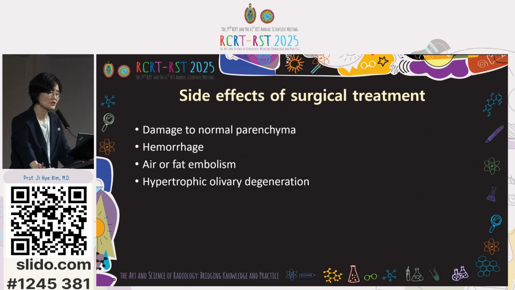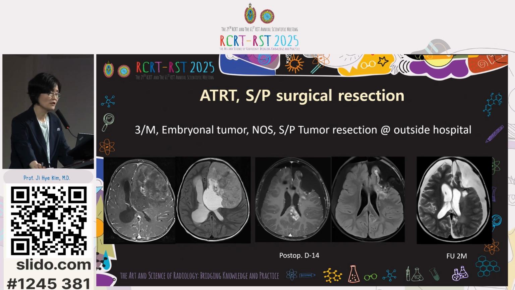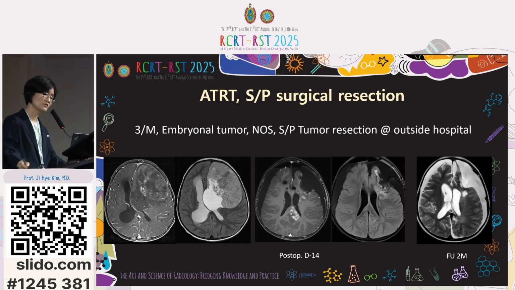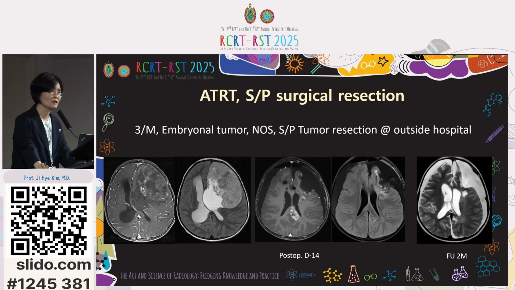Let's move on to the surgical complications that include parenchymal damage, hemorrhage, embolism, and hypertrophic olivary degeneration. This huge ATRT was resected at an outside hospital, and this patient was referred to our hospital under the impression of rapidly progressed tumor. We can see multiple enhancing parenchymal lesions here with T2 hyperintensity just 2 weeks after surgical resection. So I doubt it is tumor spread, and think it should be a parenchymal lesion, because it's too short a period.